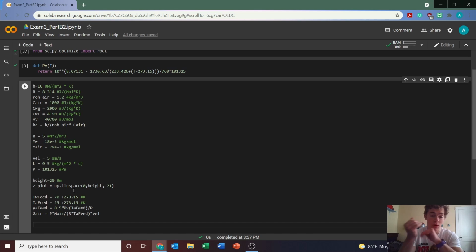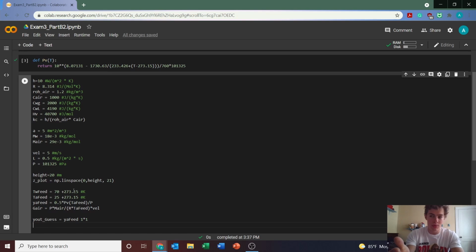So with all of those things defined, since I've been through this problem before, and we're using an initial value problem solver, we're going to need some initial guesses. So first, for our mole fraction at the outlet, that's just going to be equal to our mole fraction of our feed multiplied by 1.1. And then for our guess for the temperature of our gas at the outlet, that's going to be equal to the temperature of our air feed, and we're just going to add some arbitrary number. We're going to add in 5.